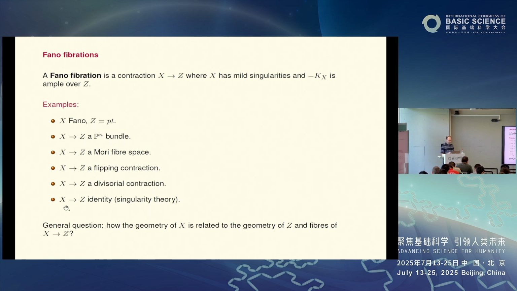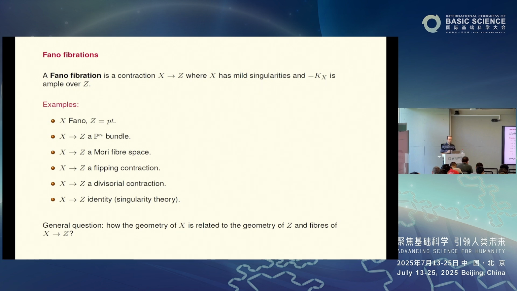And finally, if you just have the identity map from X to Z, X to X itself. So what does that mean? That means you just have one algebraic variety. There is really no fibration. You just have the identity. We can still think about this as Fano.